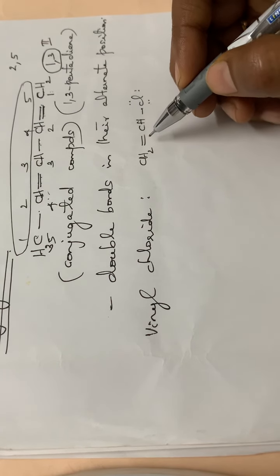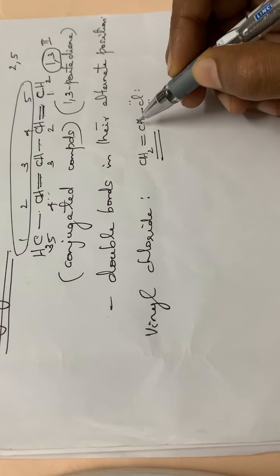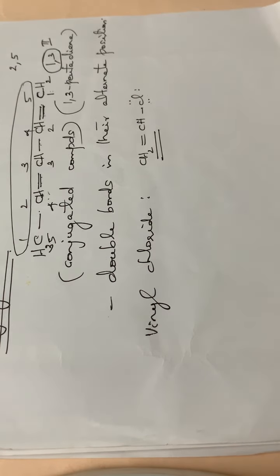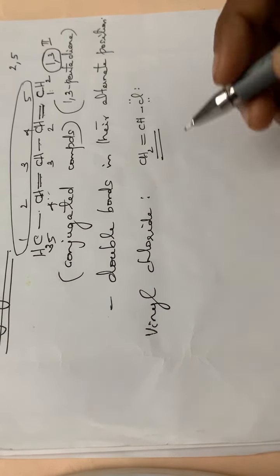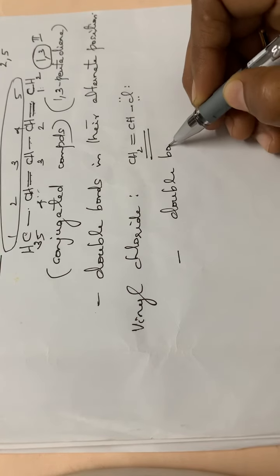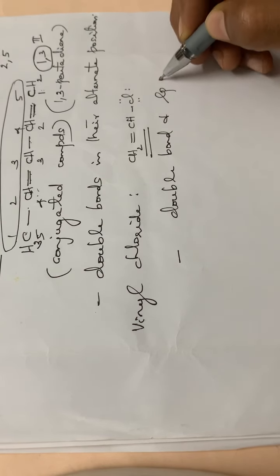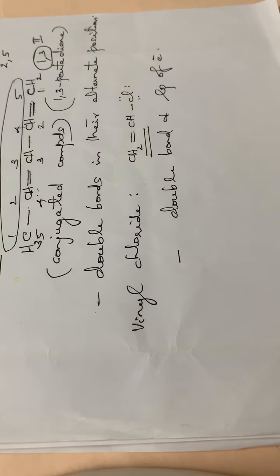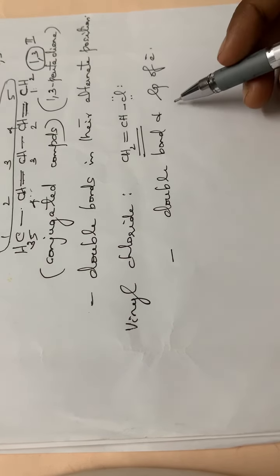See here, in the case of vinyl chloride, there is a double bond, isn't it? Double bond, and in the alternate position there will be a lone pair of electrons, isn't it? It will be having a double bond and a lone pair of electrons. So such types of compounds also we can include in the category of conjugated compounds. So vinyl chloride is also an example of conjugated compounds. Hope you are clear with this term conjugation. Then the next one, that is mesomerism.